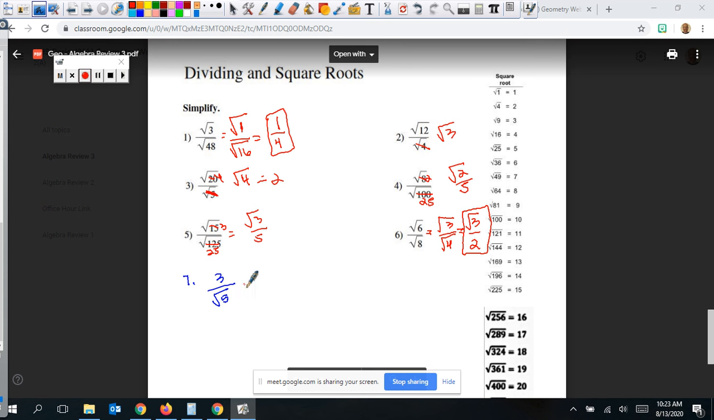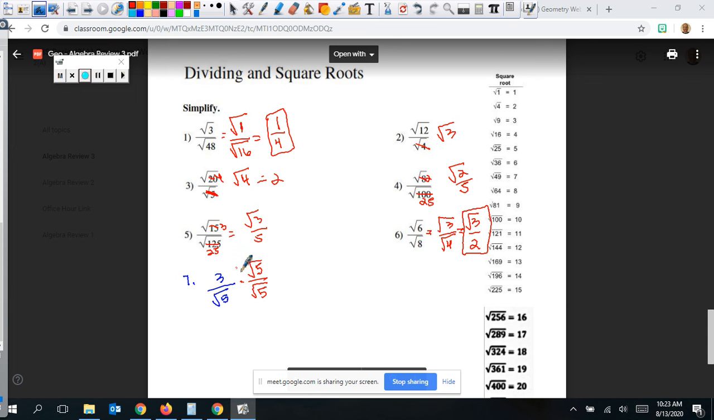To rationalize it, I need to multiply this by a form of 1 where it's a square root over a square root. Anything over itself is always equal to 1, and you can multiply by 1 anytime to anything. So what I need to figure out is what do I need to multiply 5 by to get a perfect square, and that is just the number itself, times a 5. 5 times 5 is 25. That would give me the square root of 25 like we saw before. So square root of 5 over square root of 5 here.